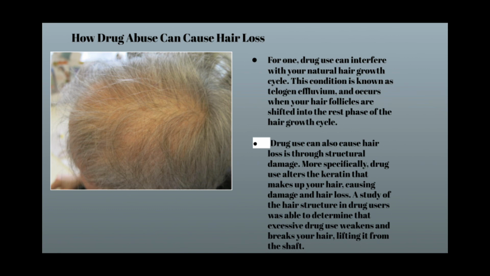Another way that drug use can cause hair loss is through structural damage. More specifically, drug use alters the keratin that makes up your hair, causing damage and hair loss. A study of the hair structure in drug users was able to determine that excessive drug use weakens and breaks your hair, lifting it from the shaft.